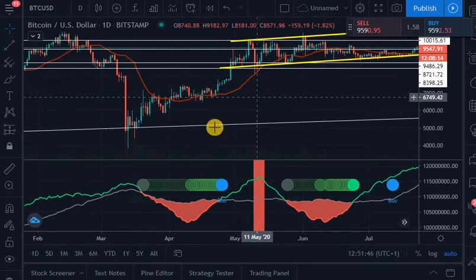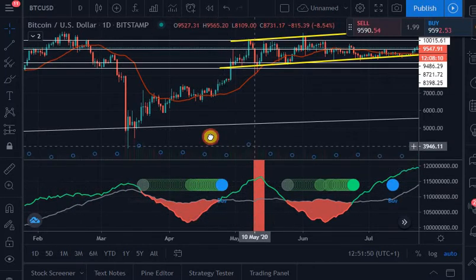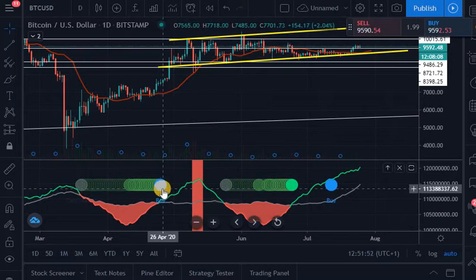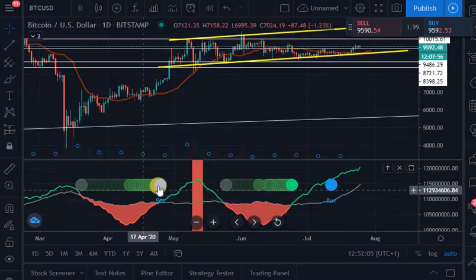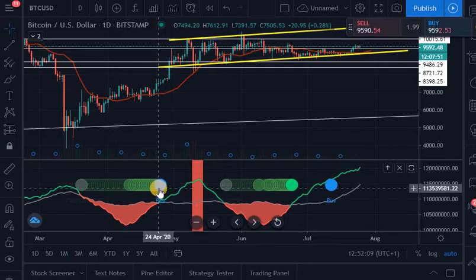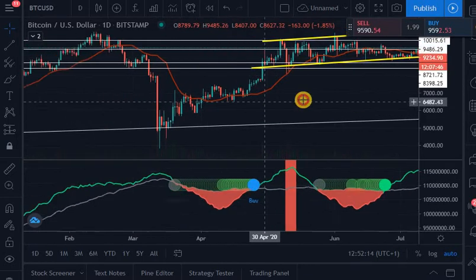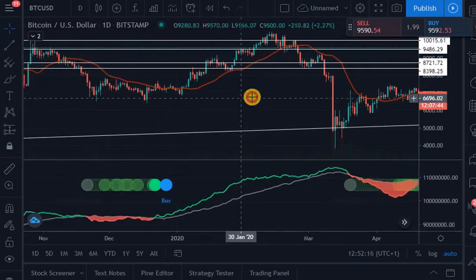Now as you can see, if you go down to this indicator, this is the hash ribbon. Every single time it flashes this blue color, it is a good time to buy. If you buy every single time this indicator flashes this blue buy color, you would be making a lot of money. For example, let me go back in the trend and show you what I am talking about.